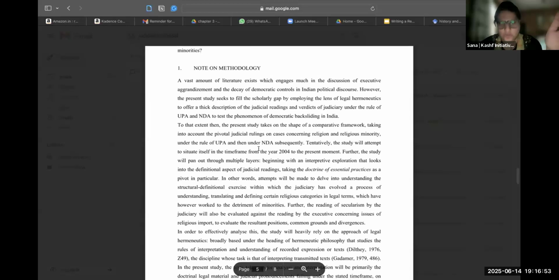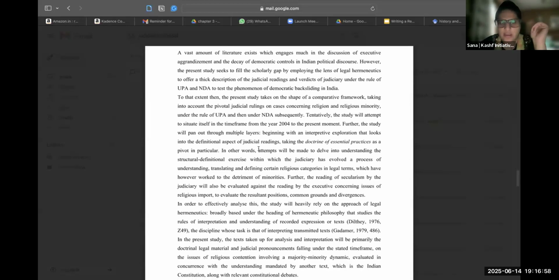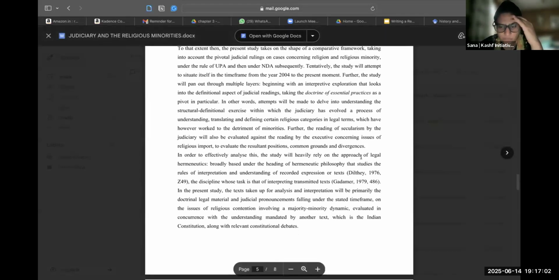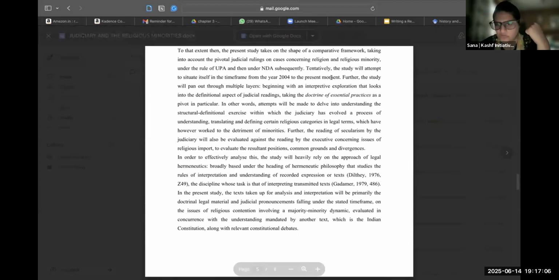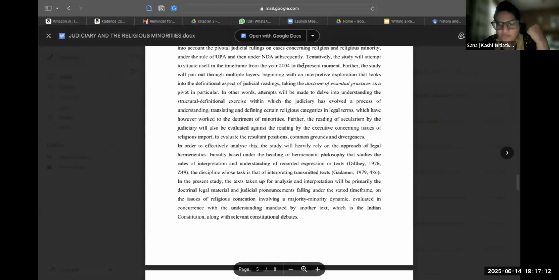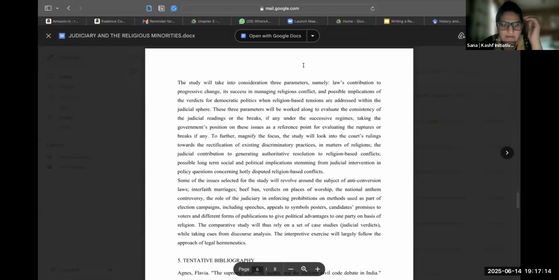And then there is a note on methodology in which I tell them what I'm going to do in my method. For instance, I describe the approach of legal hermeneutics. That's my lens to study this, right? I'm going to look at the doctrine of essential practices for that matter. For the time frame, I'm going to look at 2004 to the present moment.